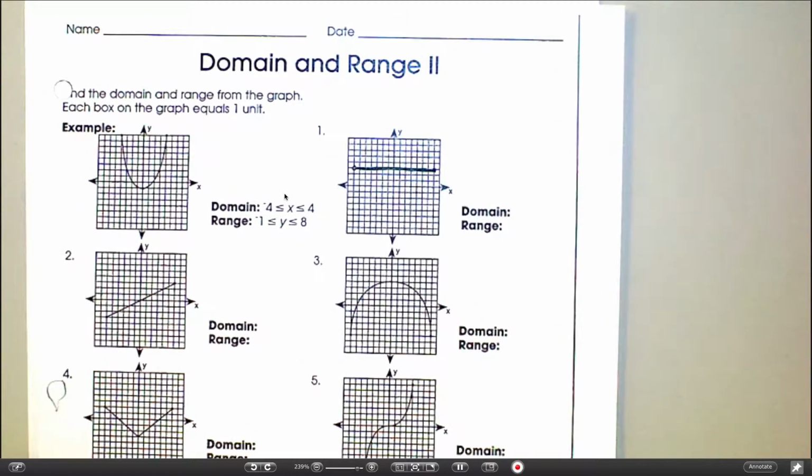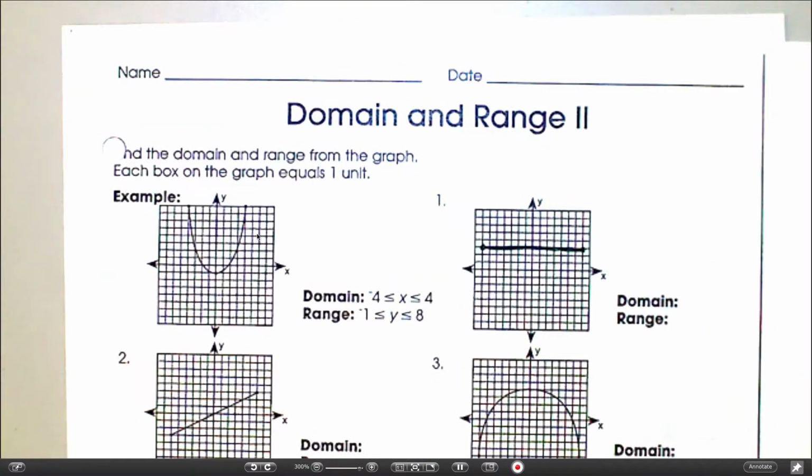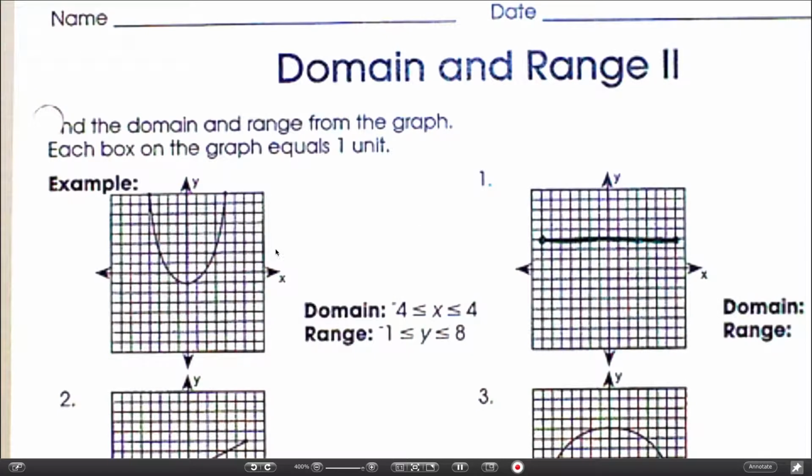Okay, so when you're looking at a graph, when I'm asking you about domain and range, what I'm really asking you is what x values does this graph cover and what y values does this graph cover? So in number 1, for the x values, which direction does the x-axis go on a graph? Horizontally, left and right. So what I really want to know is how far to the left and how far to the right does this graph go?